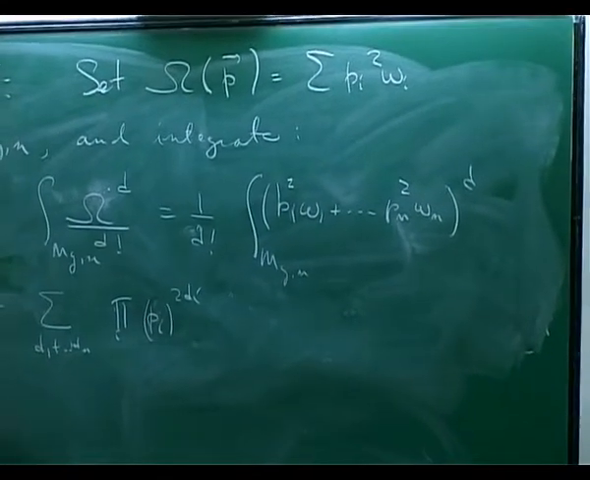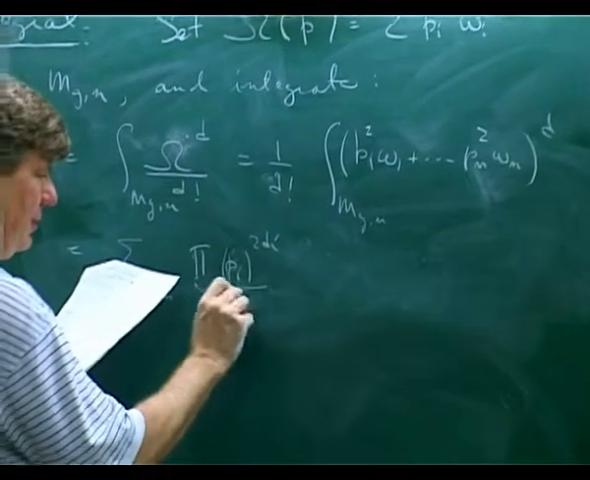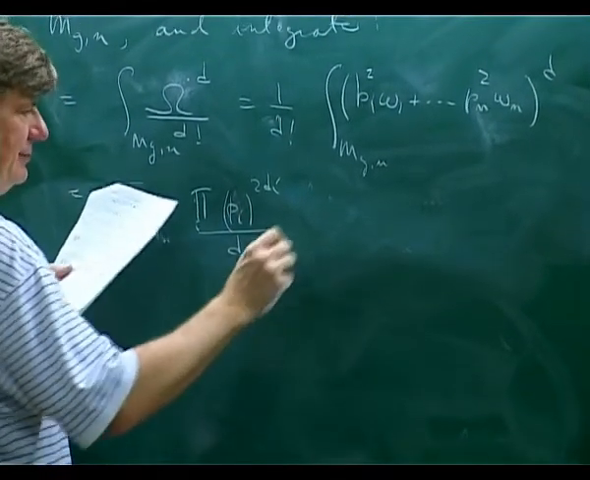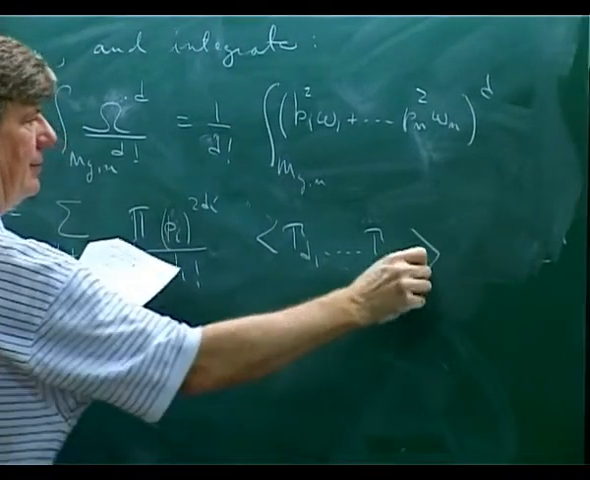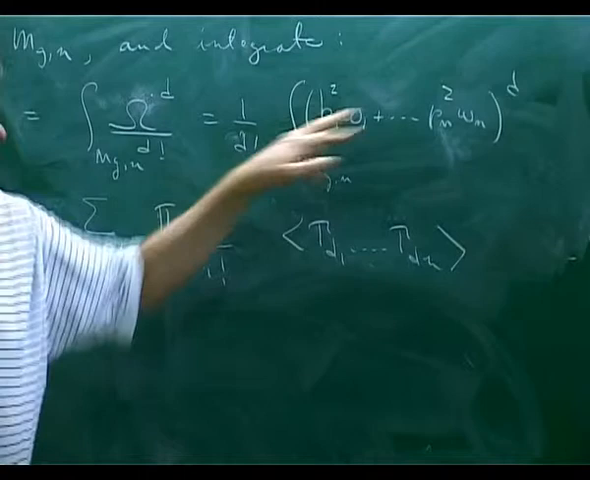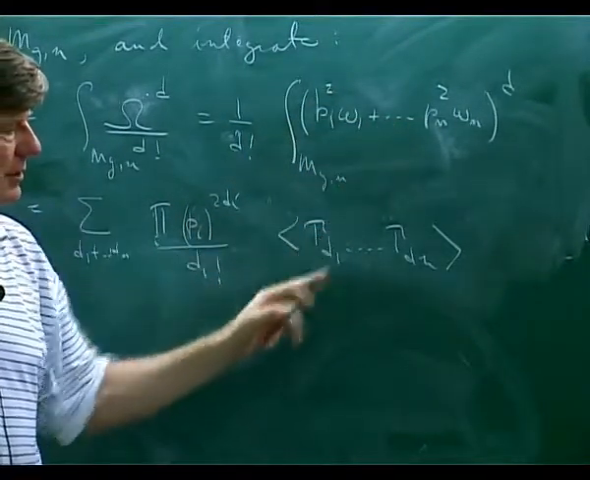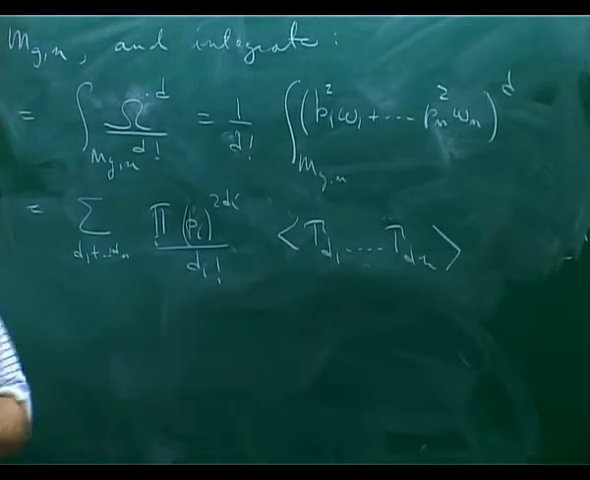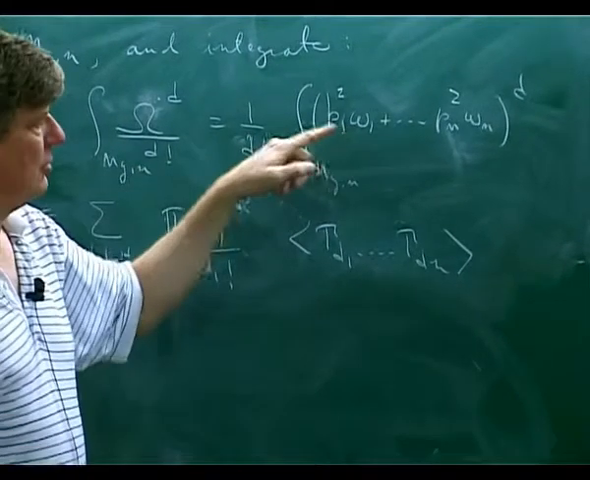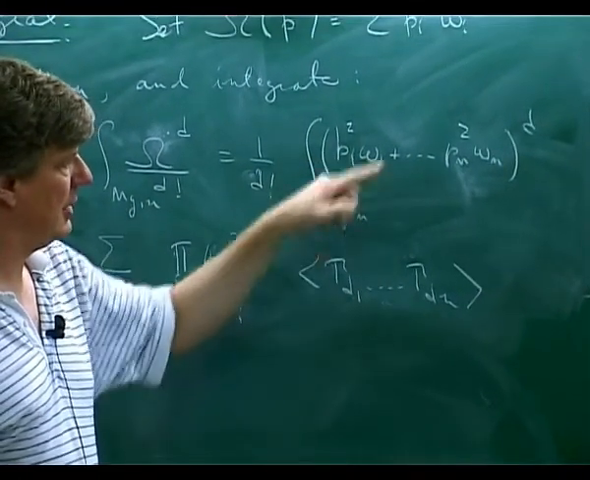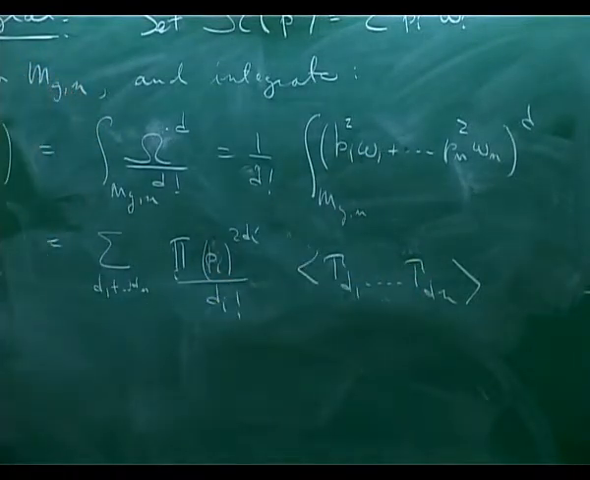You want to put squares. Pi to the 2di over di factorial, tau d1 ... tau dn. Because when you're taking this dth power, as you evaluate these things, you're choosing various factors in here and multiplying them together, and you're getting this thing, basically. So in other words, as you're taking the dth power, you'll have chosen this one d1 times, the second one d2 times, and so on. It's giving you these taus.